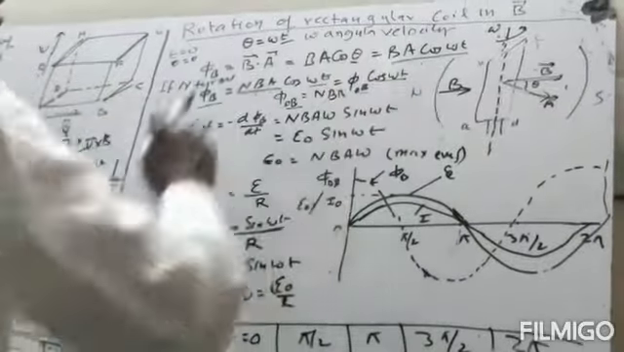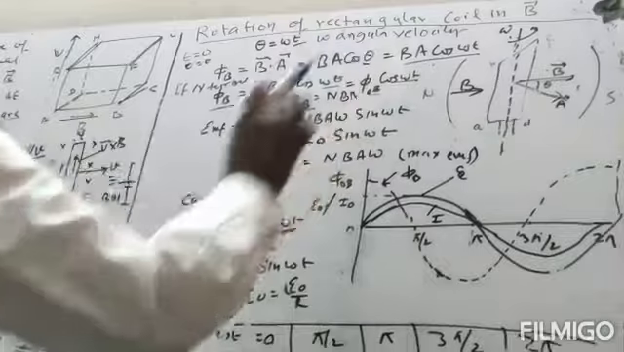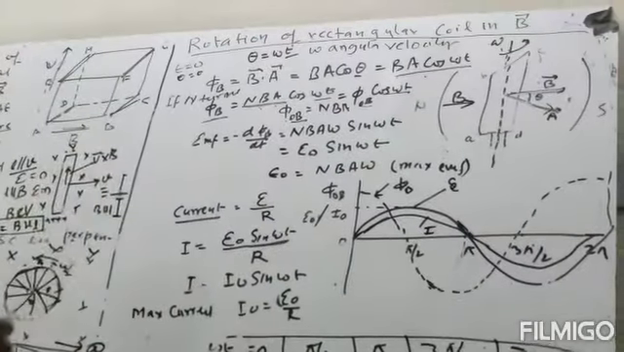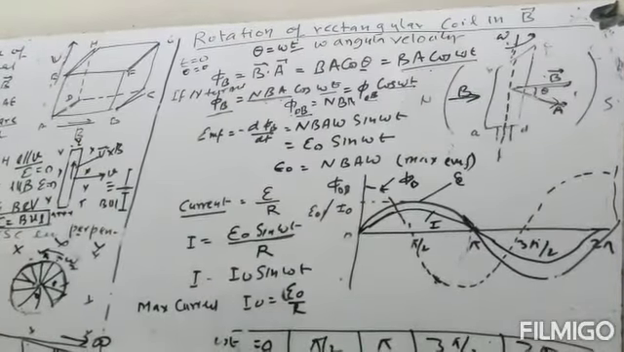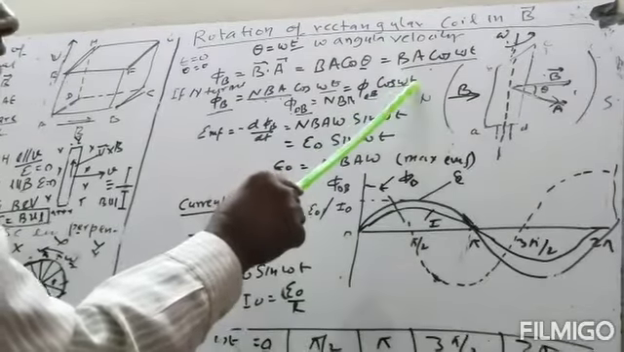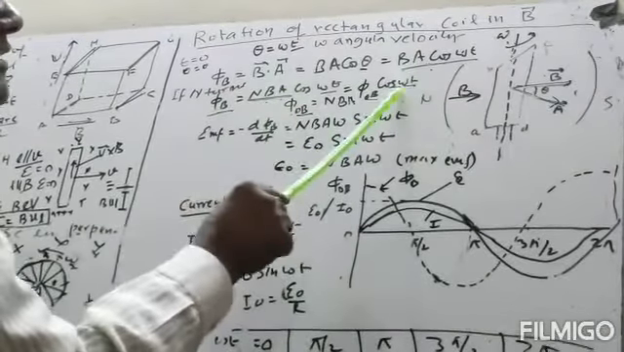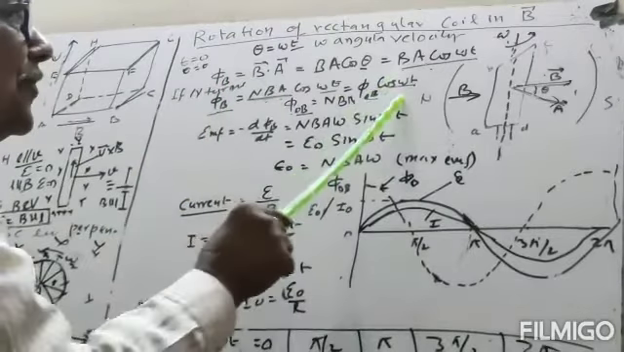When time changes, then what will happen? Phi B will change. We know that when the coil is rotating, the magnetic flux will change. Since omega is the same, t will change, so phi B will change, or we can say phi B is a function of time.